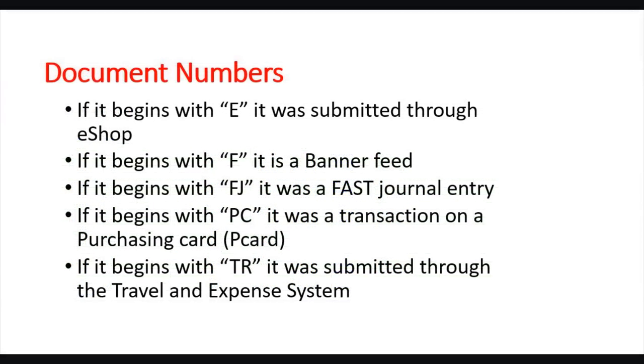Some other document numbers that you might run across. If the document number begins with an E, it was submitted through eShop. If it begins with an FJ, it was a fast journal entry. If it begins with a PC, it was a transaction on a purchasing card. If it begins with a TR, it was submitted through the travel and expense system.